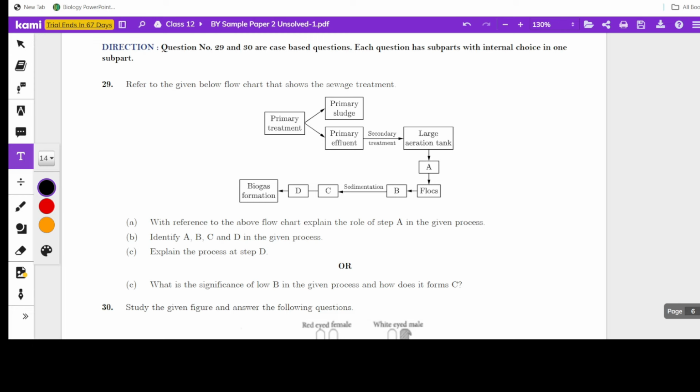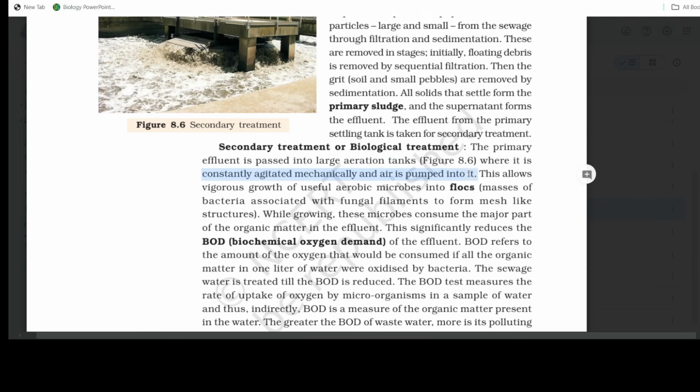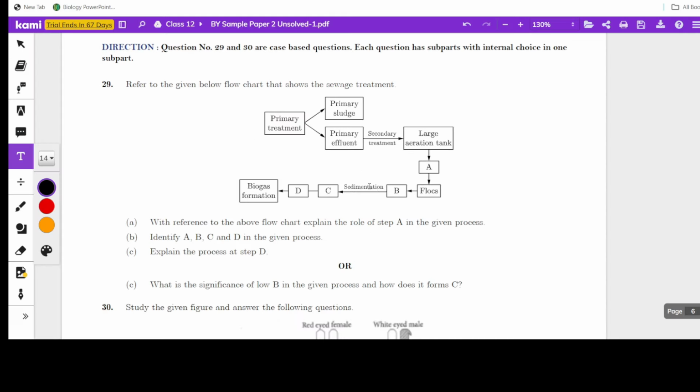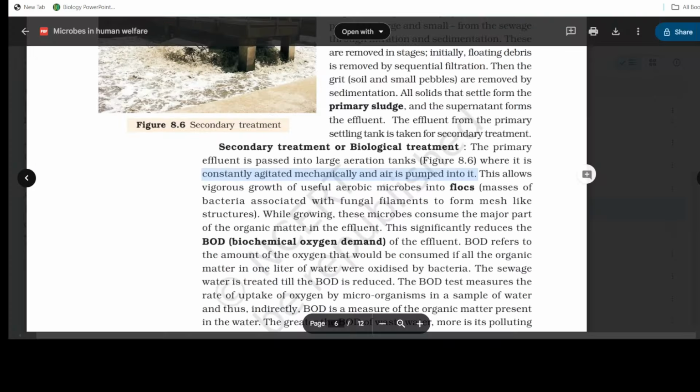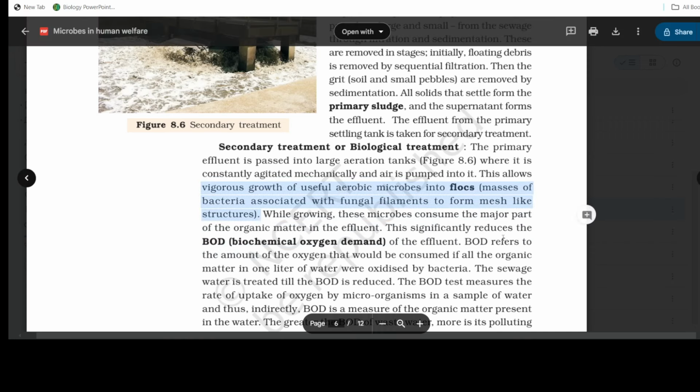What happens in the aeration tank? It is constantly agitated mechanically and air is pumped into it. As a result of that, large flocs are formed. So you should know what flocs are. Flocs are masses of bacteria associated with fungal filaments to form mesh-like structures. This is important. And these are aerobic microbes. Here aerobic digestion is happening.